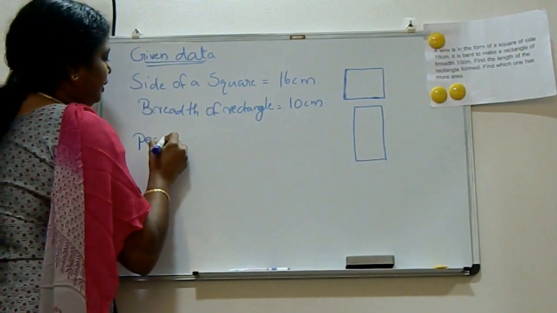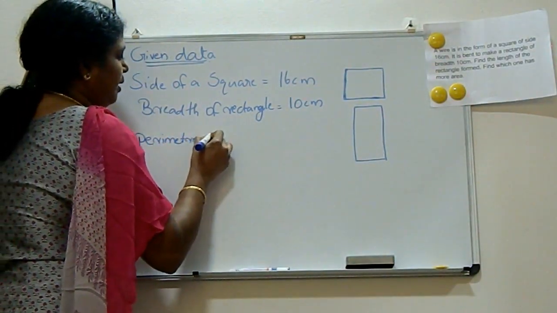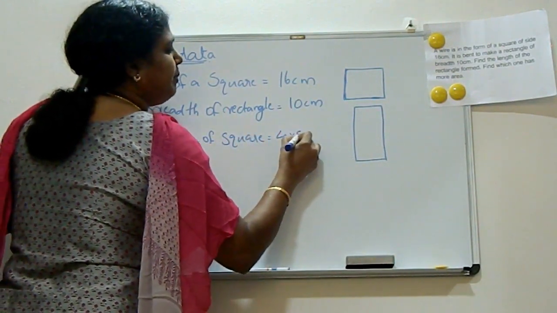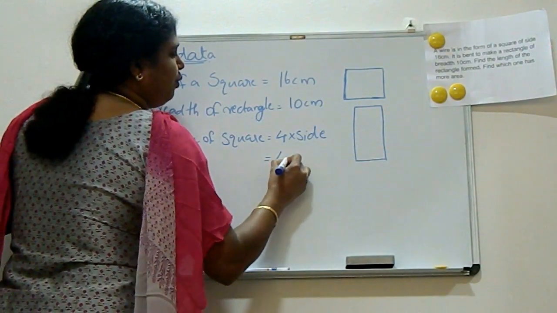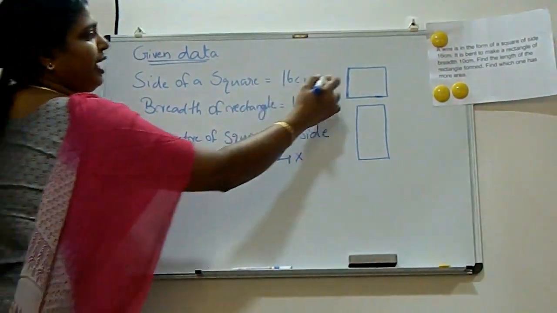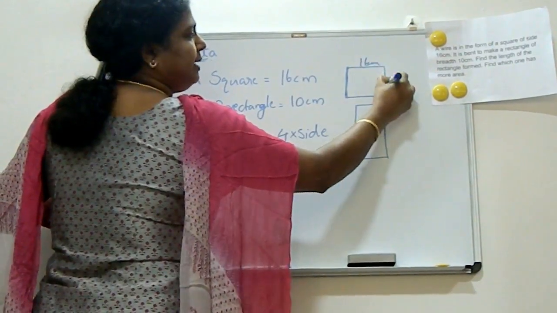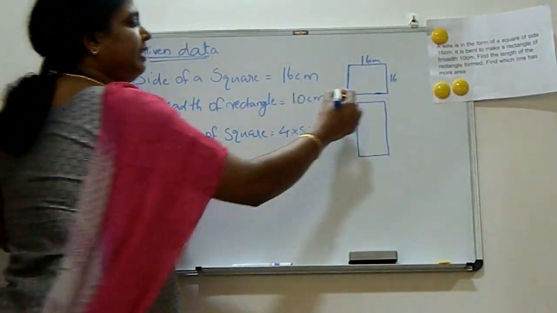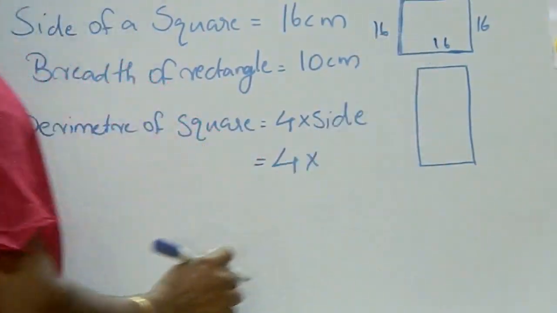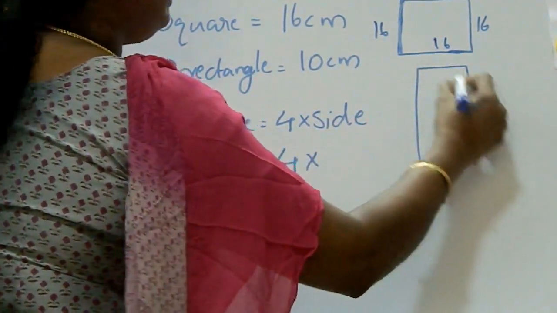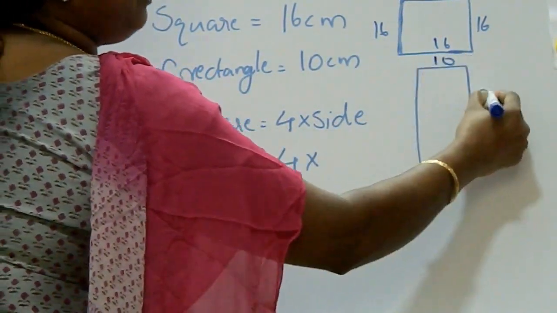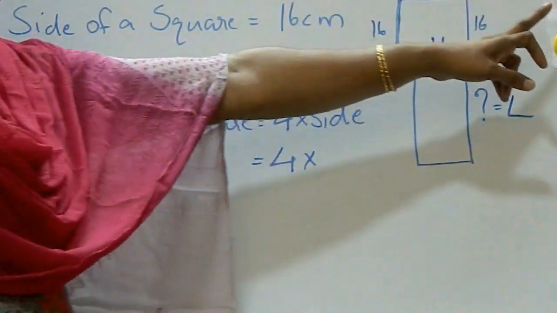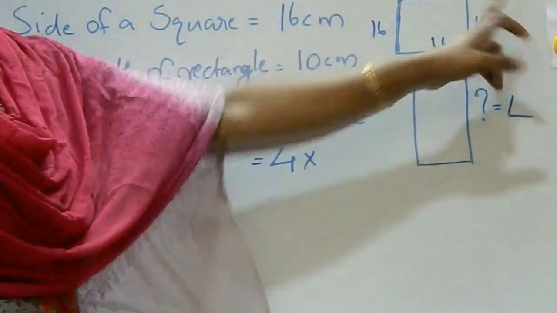Perimeter of square is equal to, we know the equation, 4 multiplied by side. That is equal to 4 multiplied by the side of the square, which is given as 16 cm. What is a square? All sides will be equal in this polygon. That's why all sides are 16 cm. And in this rectangle also they have given 10 cm as the breadth. We have to find out the length. That is the question: finding out the length of the rectangle.